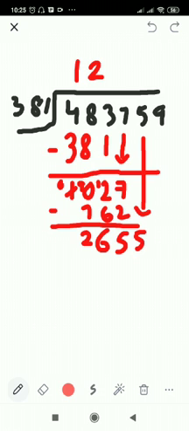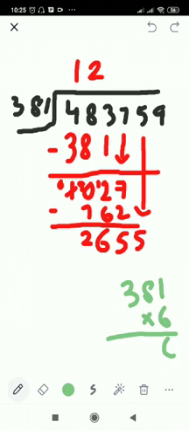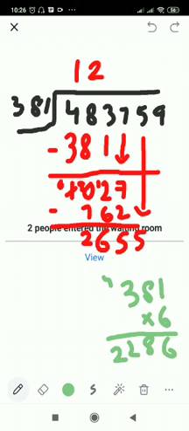All right. Now we are going to multiply again and check how many times we should do 381, so we get a number which is near to or smaller than this number. Okay. My guess is I am going to do 381 6 times. 6 ones are 6, 6 eights are 48, 8 here and 4 carried. 6 threes are 18, 18 plus 4 is 22. So 2286 is less than 2655. So we can do this. All right, 2286.